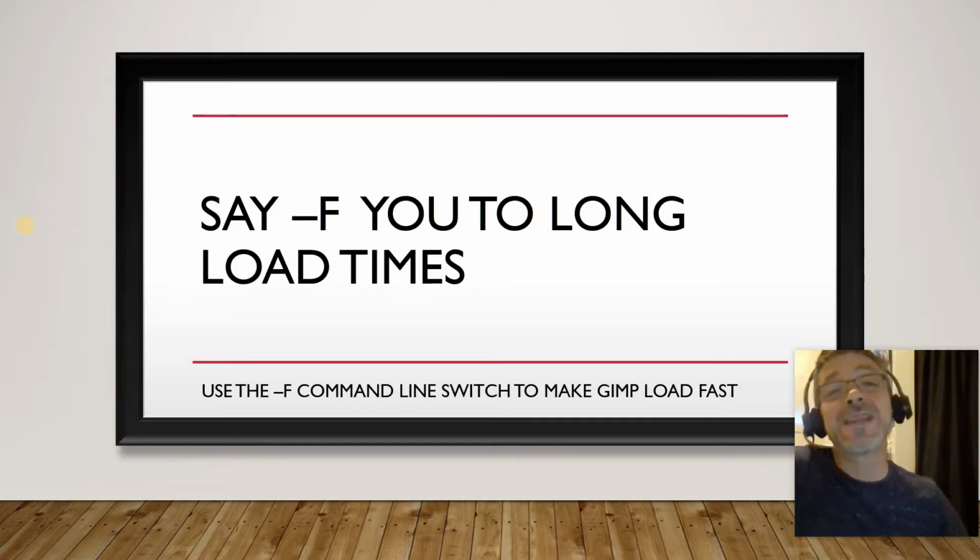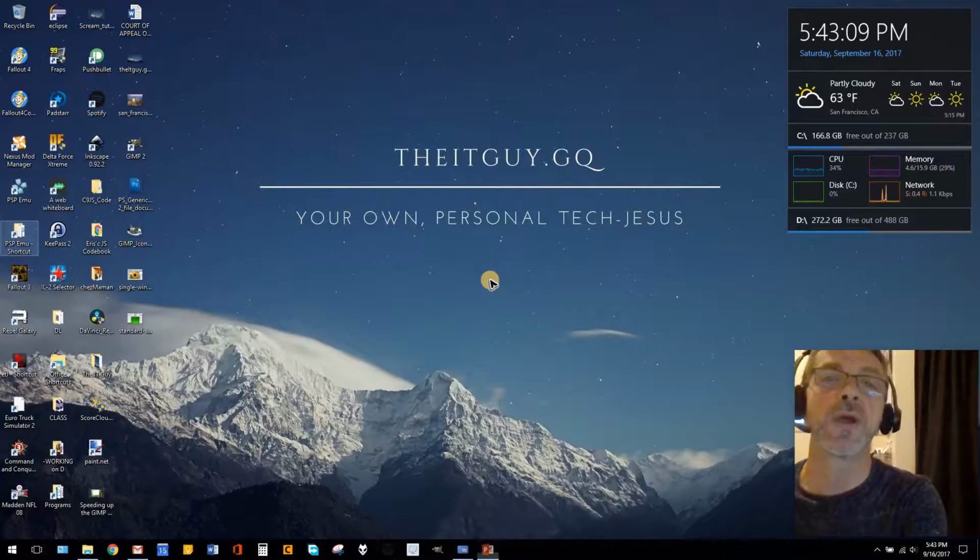If your workflow is anything like mine, you don't use fonts all the time, and it's perfectly fine to start the program without them and just load them when you need them from inside the program. Easy peasy, easy as falling off a bike. I'm going to show you how to use the F command line switch to make GIMP load a lot faster. And as a matter of fact, I think that's what we're going to do right now.